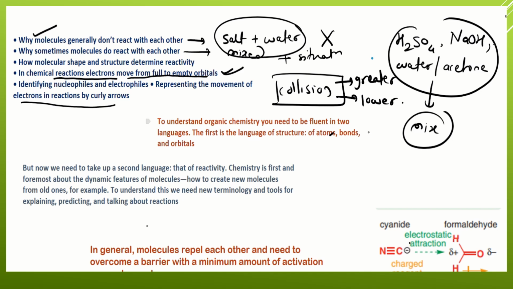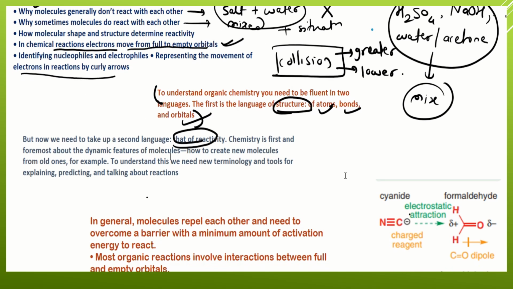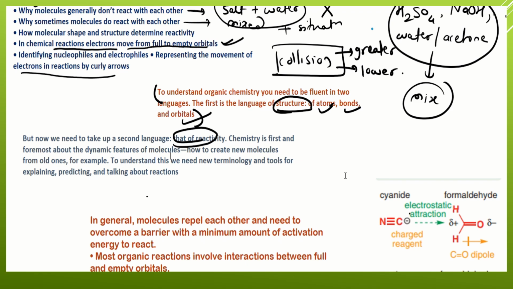To understand organic chemistry, you need to be fluent in two languages. The first language is the structure of atoms, bonds and orbitals. You should know this before understanding organic chemistry. And the second language is about their reactivity. Chemistry is first and foremost about the dynamic features of molecules, that is, how to make new molecules from old ones, right? So to understand this, we need some terminology and tools for explaining, predicting or talking about the reactions. These are the structure and the reactivity of organic molecules.